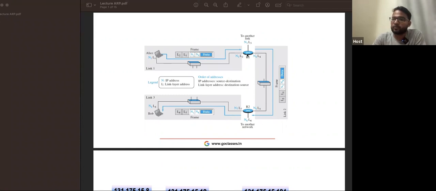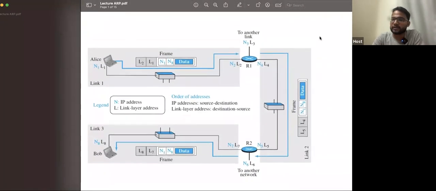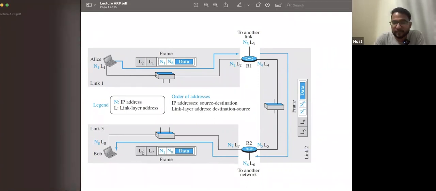B's MAC address you never need to know. At this point, you never need to know B's MAC address. Okay, you only need to know this R1 MAC address. At this point in time, you do not need to know B's MAC address. I hope that is clear to everyone. Because you just need L1, L2. B's MAC address will be needed at R2. R2 will be needing B's MAC address, then it will be writing this L8 here. You do not need L8 anywhere in between before this R2. L8 is B's MAC address. Okay, let me know if that is fine to everyone.